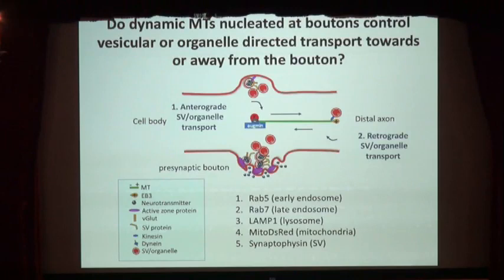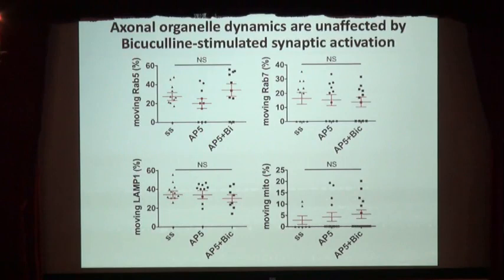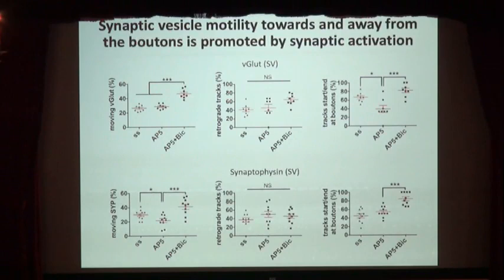So I selected markers of axonal organelles and recorded movies in a narrow time window where I saw an increase in microtubule nucleation upon synaptic activation. However, I did not observe any changes in Rab5, Rab7, LAMP1, or mitochondria movement, indicating that under those conditions, these organelle dynamics are not acutely affected by synaptic activation. Interestingly, however, when I analyzed the synaptic vesicle movement upon acute synaptic activation, we observed a significant increase in the percentage of moving V-glut and synaptophysin-labeled synaptic vesicles starting or ending at the boutons, while there's no change in the preference of direction of the movement.